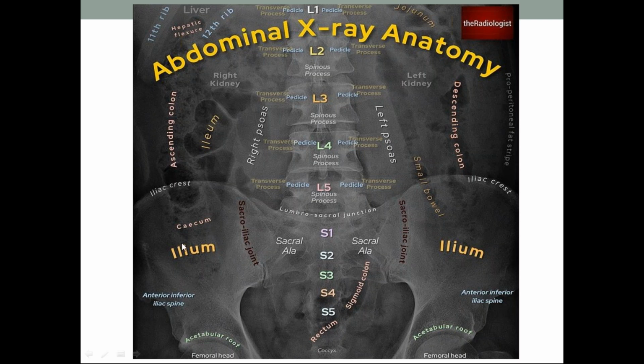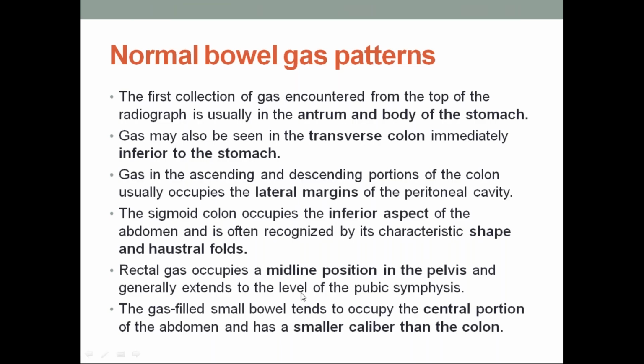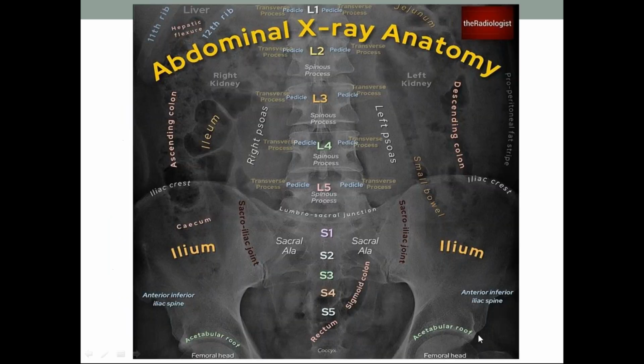And we will see the cecum here. This is the ileocecal junction. Normally, the appendix lies here. The gas-filled small bowel tends to occupy the central portion of the abdomen and has a smaller caliber than the colon. I already told you that the normal colon maximum diameter is up to 6 centimeters. For the small bowel, the maximum diameter will be 3 centimeters.